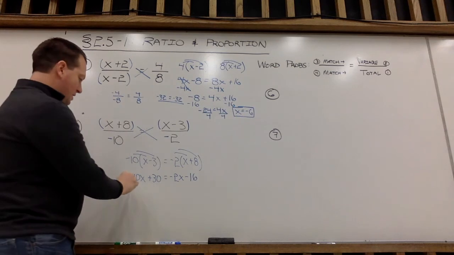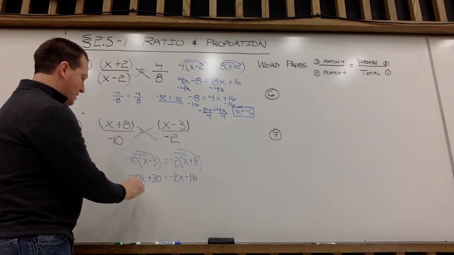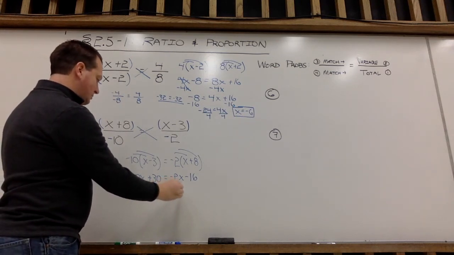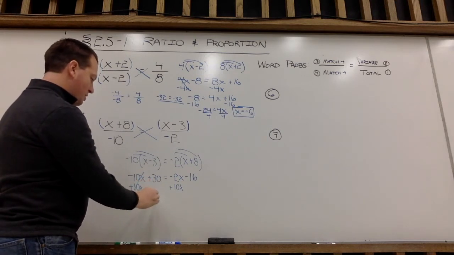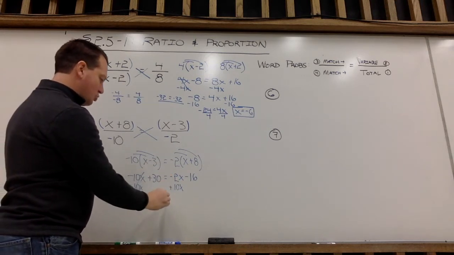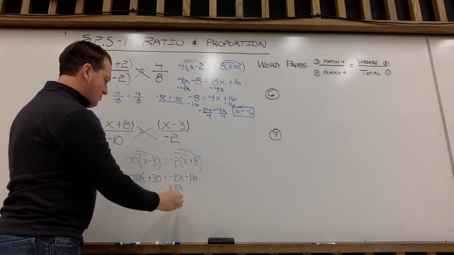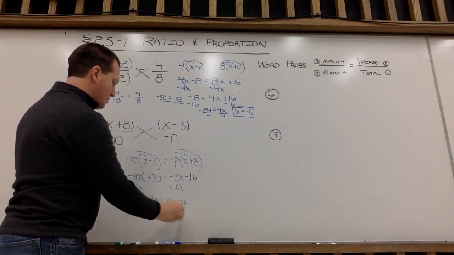I'll now get the x values together, add 10x to both sides. Be left with 30 equals 10 minus 2, 8x, minus 16, add 16.